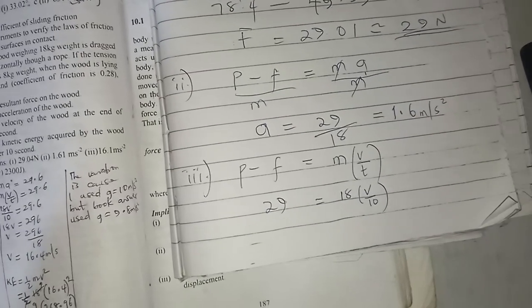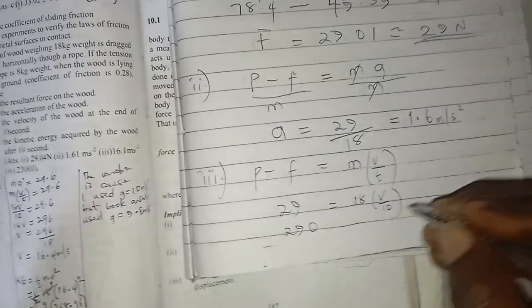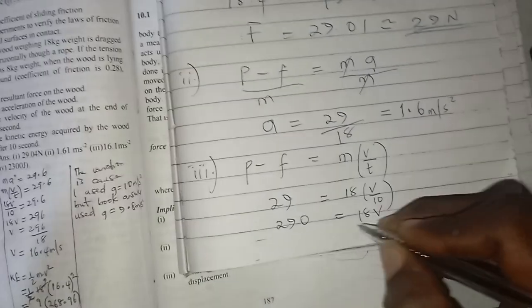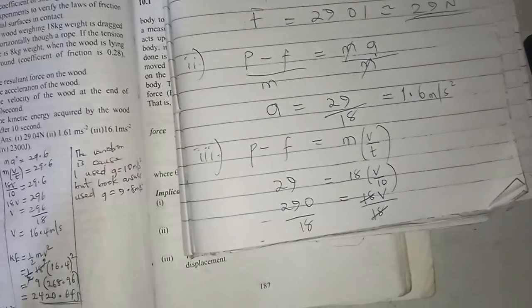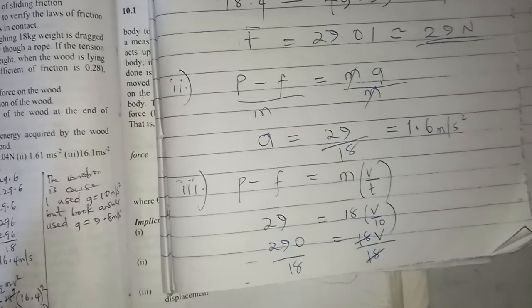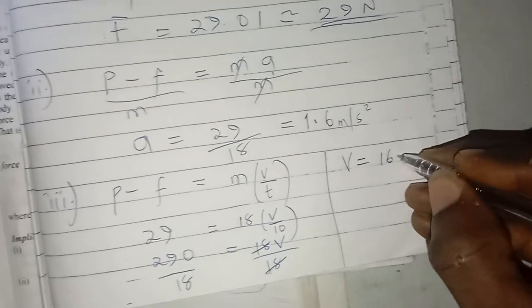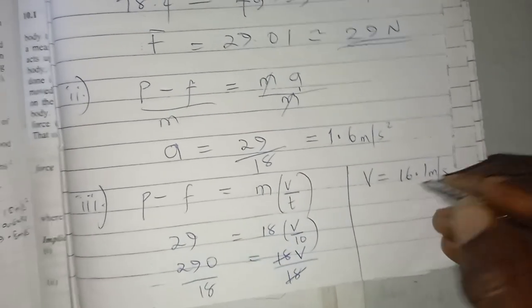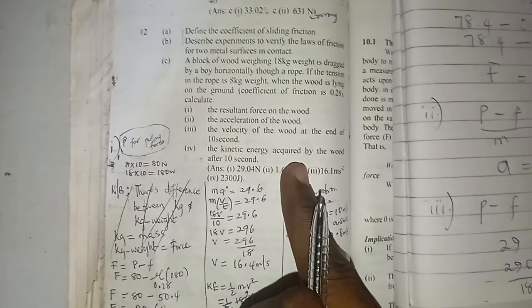So if you do this very well, you see that this can cross over and times this, so that you have 290 equals 18V. You can divide both sides by 18. Simple mathematics. So V now will be equal to 290 divided by 18. So I have V equal to 16.1 meters per second. Very simple. Okay, then they asked for the kinetic energy acquired by the wood after 10 seconds.